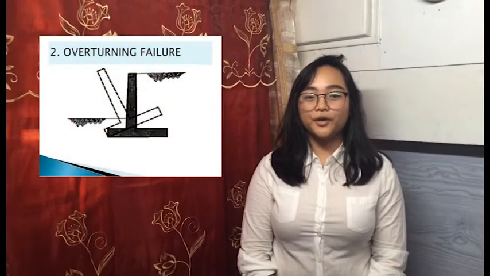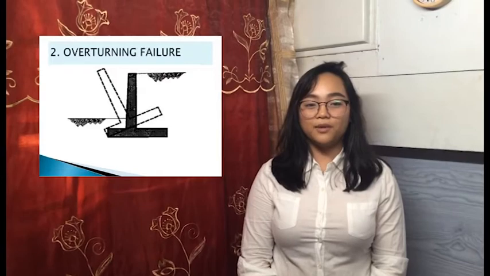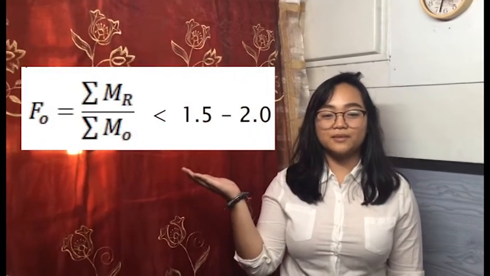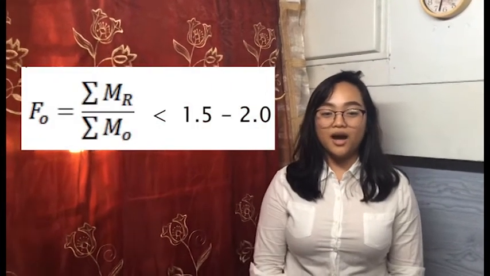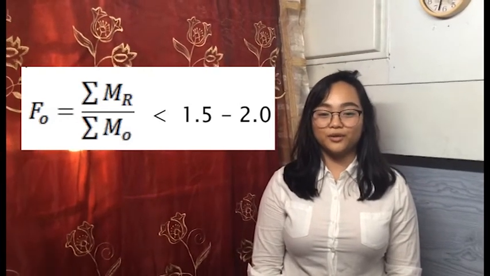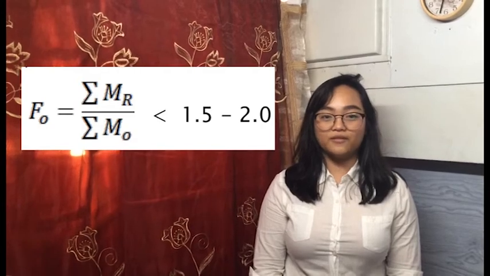Second is overturning failure. What is overturning failure? Overturning failure is the rotation of the wall about its toe due to the overturning moment exceeding the resisting moment. The factor of safety against overturning is given by the summation of MR over the summation of MO, where the summation of MR is the sum of the resisting moments about the toe, and the summation of MO is the sum of the overturning moments about the toe, which should not be less than 1.5 to 2.0. The third one is the bearing capacity failure.